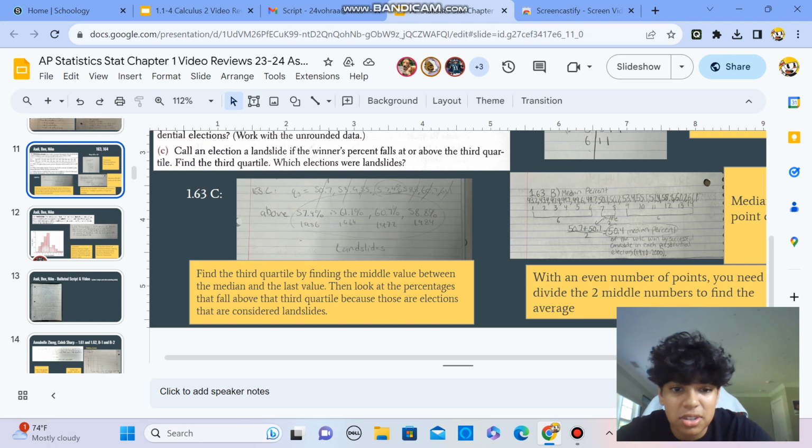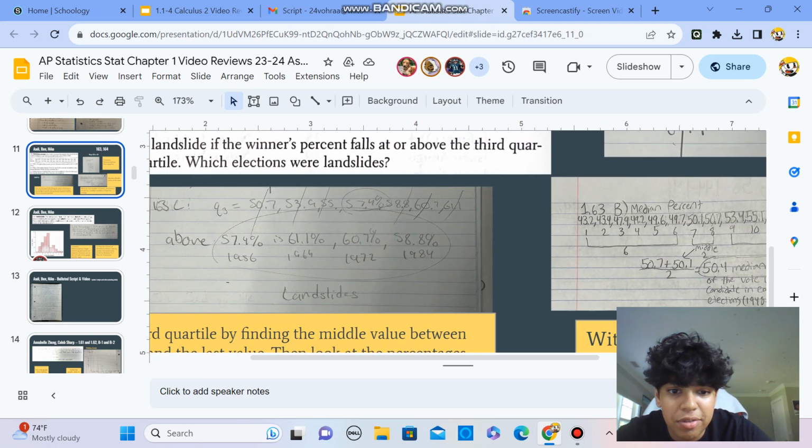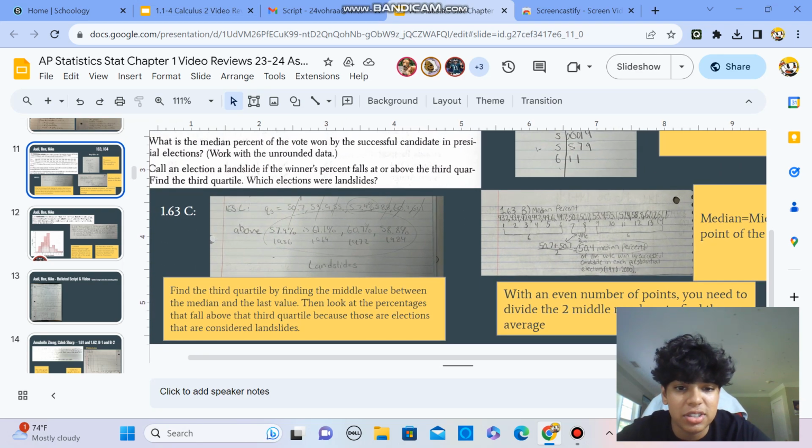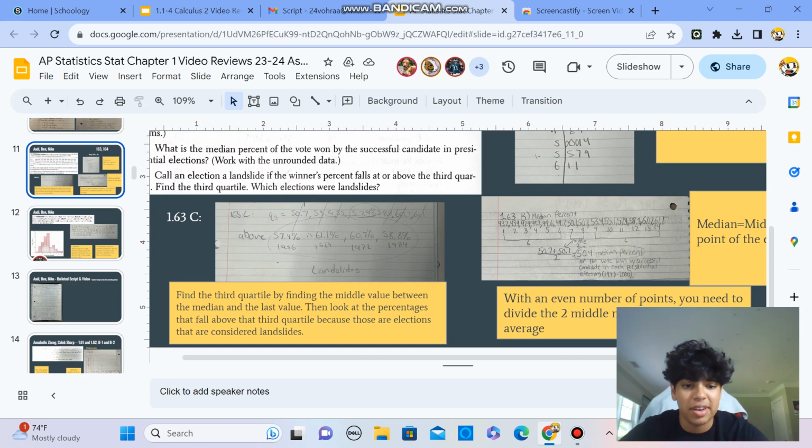So in that case, you can see we narrowed it down to be 57.4%. And so now every number above 57.4% is considered a landslide victory, which is why we got 57.4%, 61.1%, 60.7%, and 58.89% in 1956, 1964, 1972, and 1984, right? And so I think it's pretty self-explanatory. All we need to do is just figure out everything that falls above the third quartile.